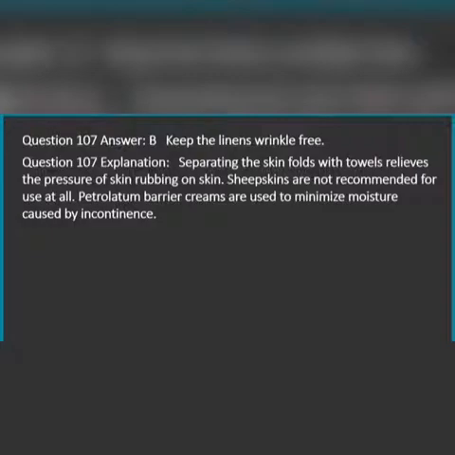Question 107. Explanation: separating the skin folds with towels relieves the pressure of skin rubbing on skin. Sheepskins are not recommended for use at all. Petrolatum barrier creams are used to minimize moisture caused by incontinence.